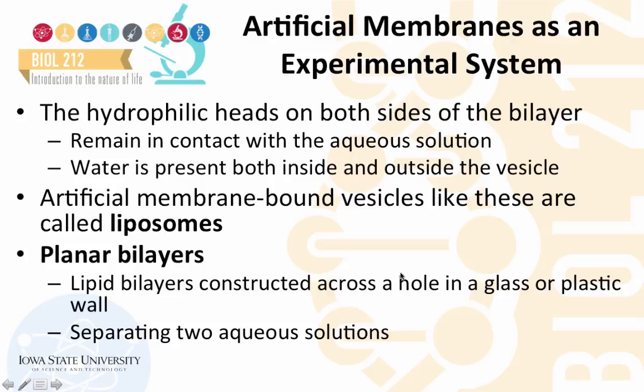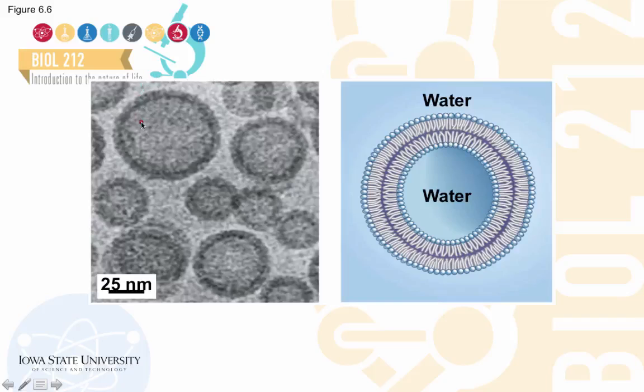Artificial membrane-bound vesicles that are formed from lipid bilayers are called liposomes. Scientists also use structures called planar bilayers, which are lipid bilayers constructed across a hole in a glass or plastic wall that separates two aqueous solutions. Most of what we know about the movement of molecules across cellular membranes has been discovered by studying these experimental membrane systems. The left panel of this image shows an electron micrograph of how liposomes look in solution and a cartoon representation of the lipid bilayer formed within liposomes.